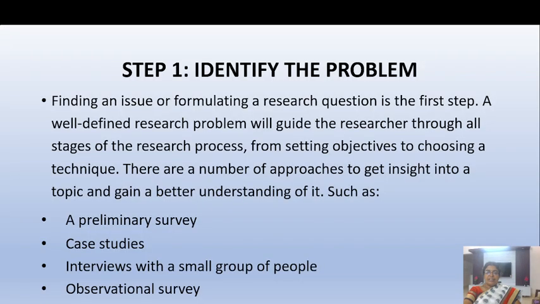Step 1. Identifying the research problem. Finding an issue or formulating a research question is the first step. A well-defined research problem will guide the researcher through all stages of the research process, from setting objectives to choosing a technique. There are a number of approaches to gain insight into a topic and a better understanding of it, such as preliminary survey, case studies, interviews with a smaller group of people, observational survey.